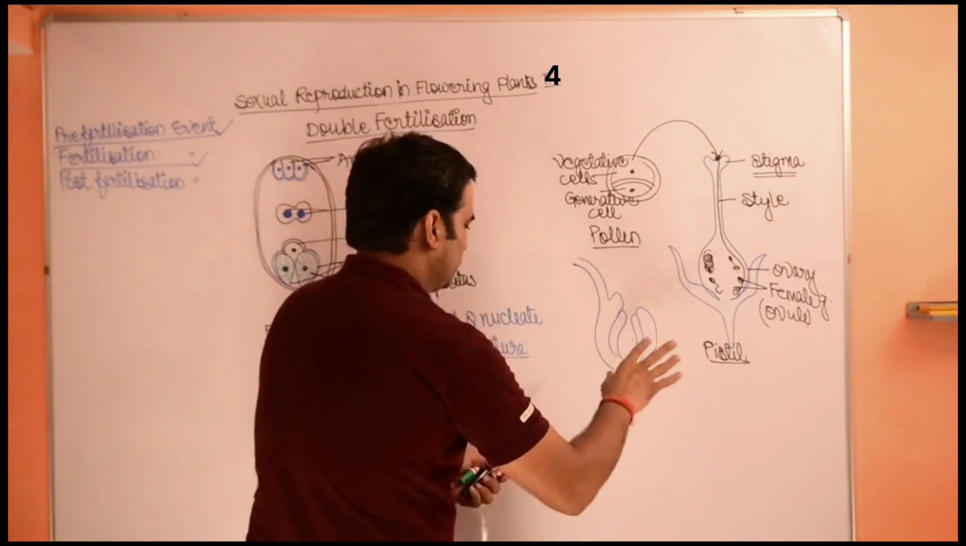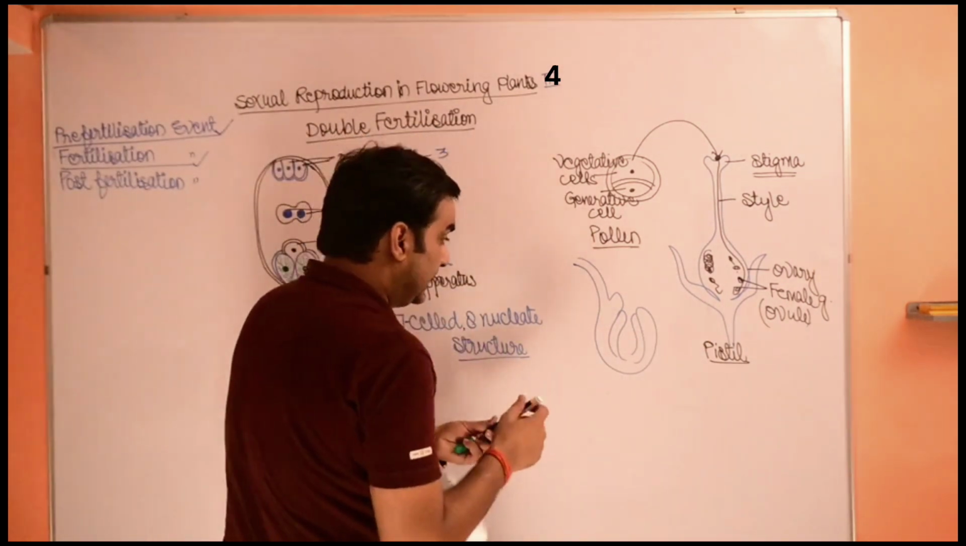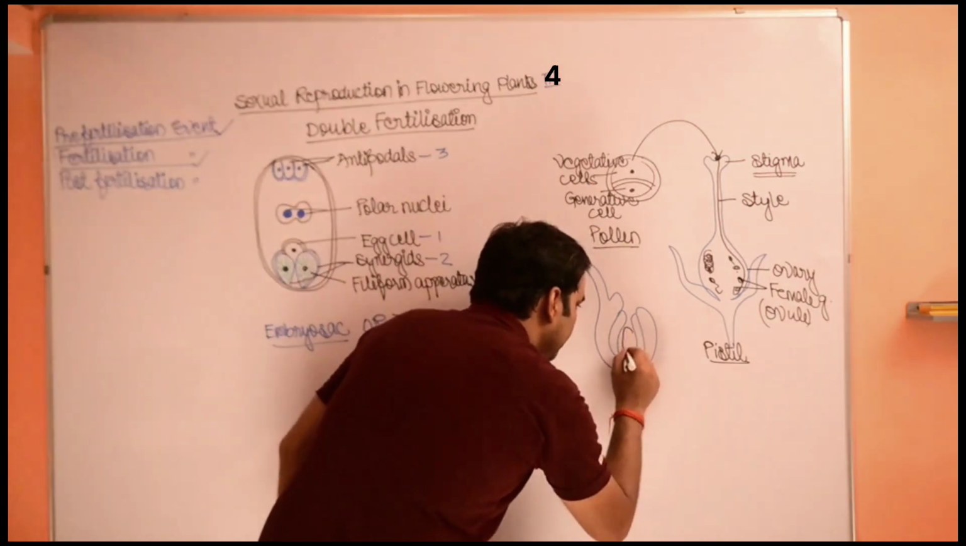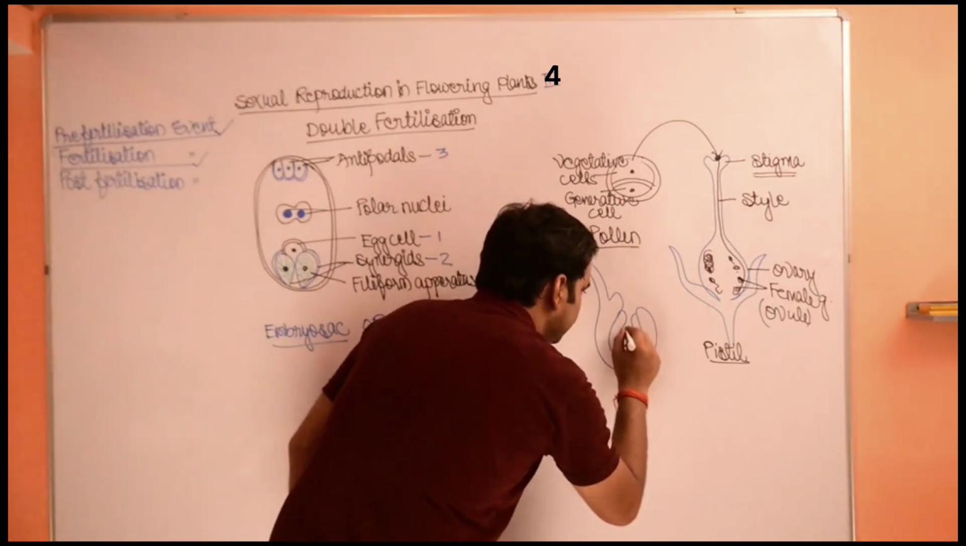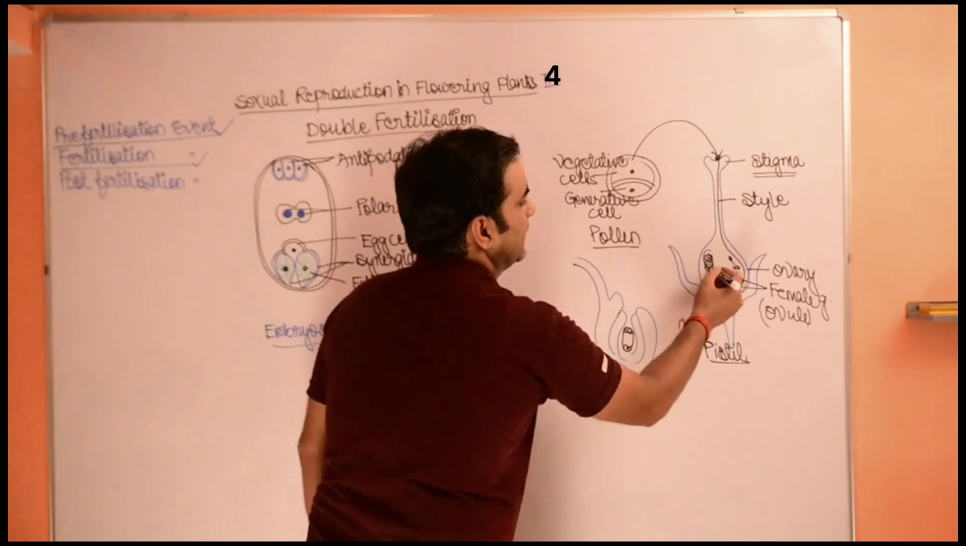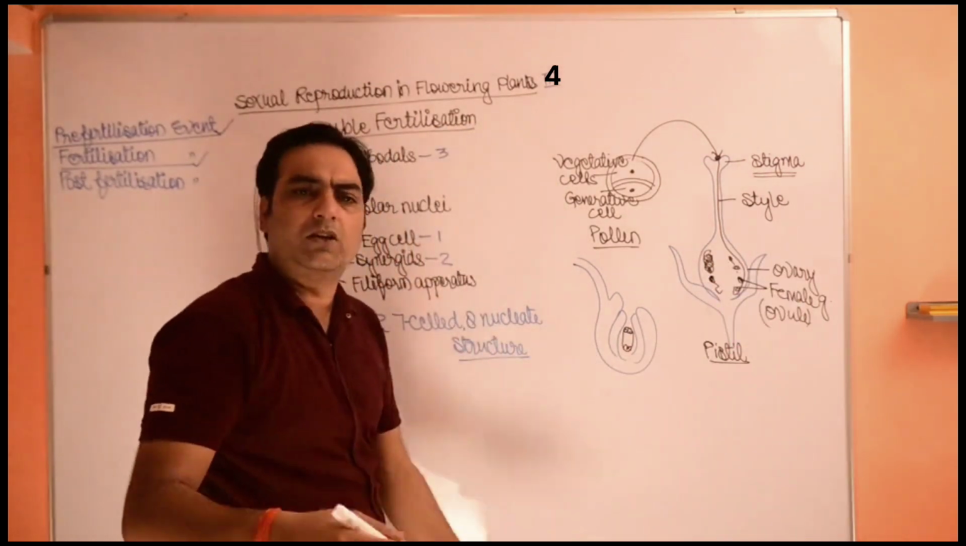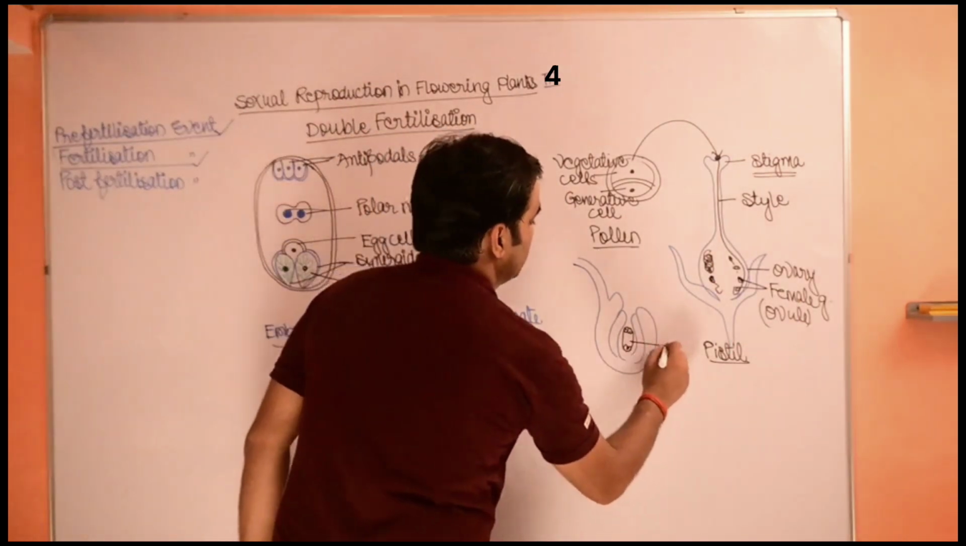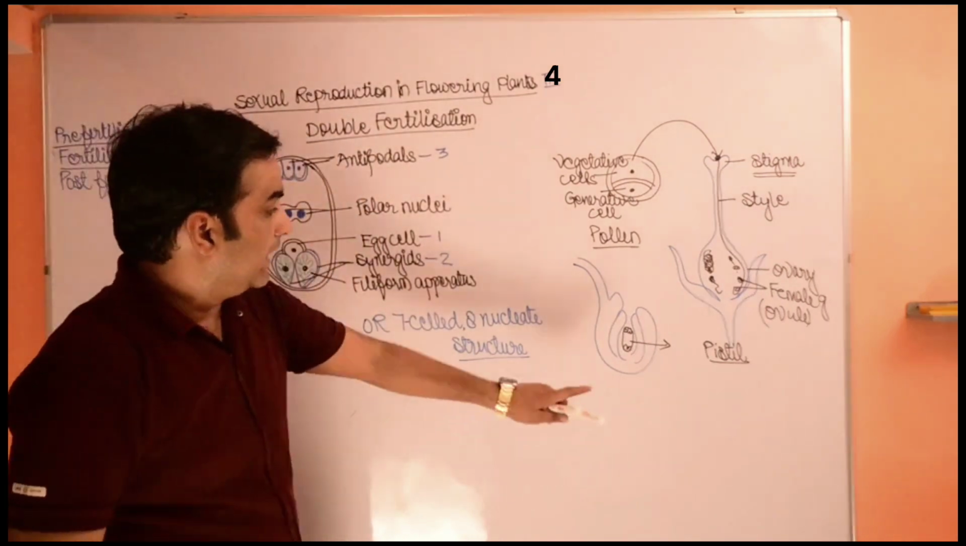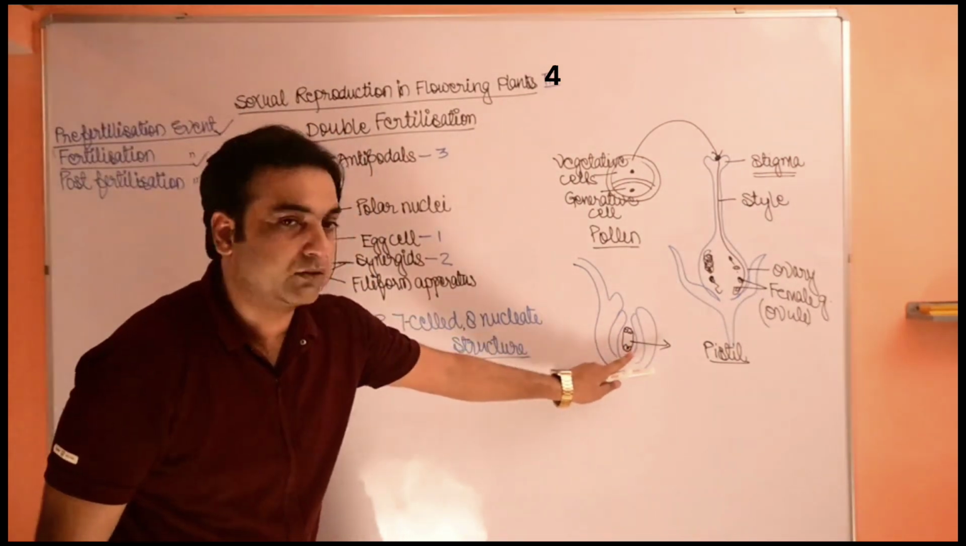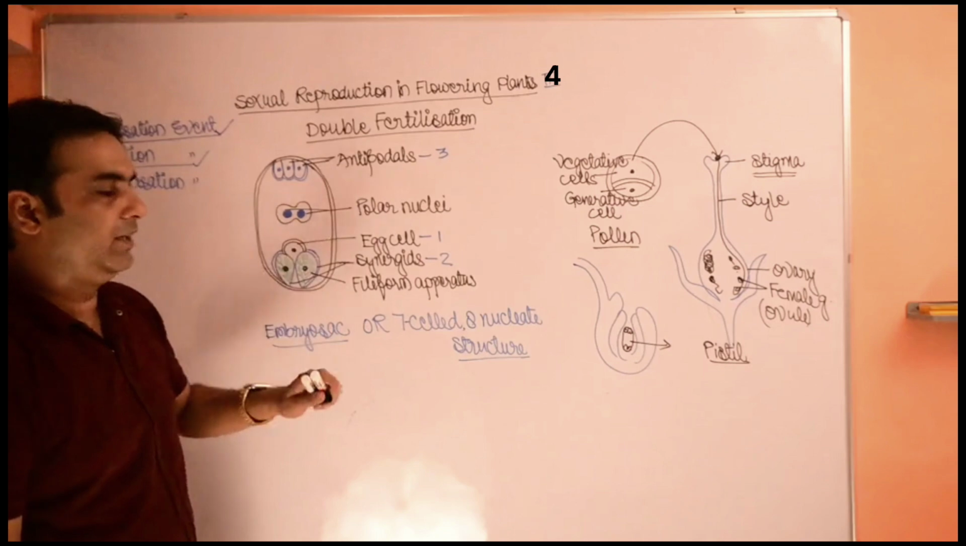Outer epidermal layer, so many layers, nucellus, and inside it the embryo sac is present in an ovule. Ovules are there, 1, 2, 3, maybe one or more than one. So this embryo sac is present inside the ovule, but I have drawn it here.